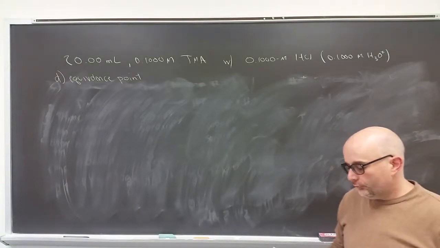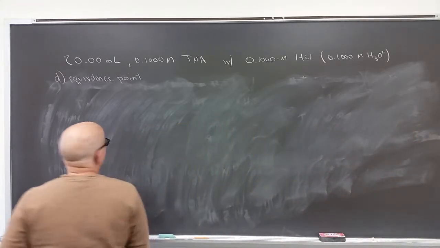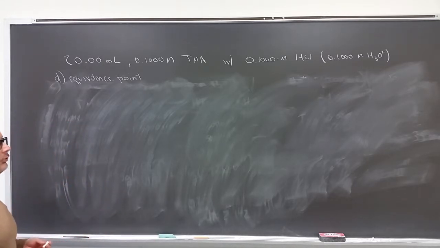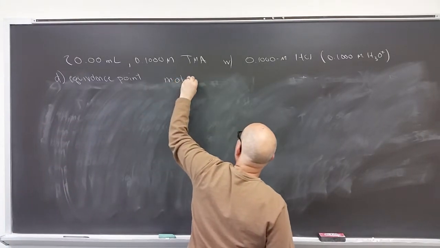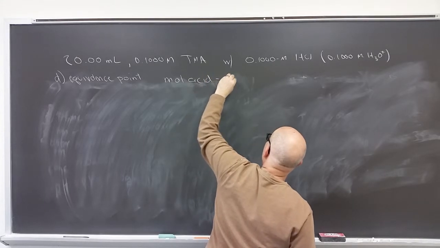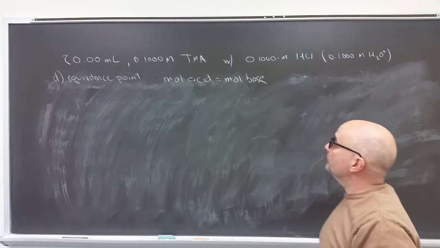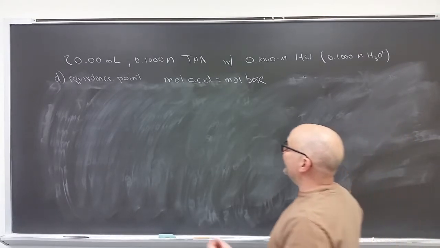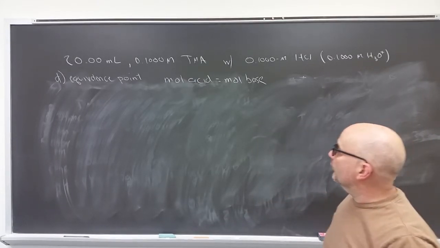Alright, so now we're going to go to part D of this practice titration, which is at the equivalence point. Whether it's a strong acid, weak base, or strong base, weak acid titration, the idea of the equivalence point, as long as they're both monoprotic, is that the moles of acid added equals the moles of base that we originally had. So let's figure out what that is so we can figure out the equivalence point volume, because that's going to be important later on.